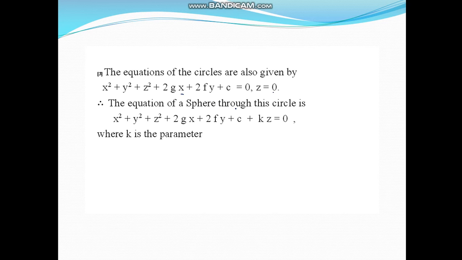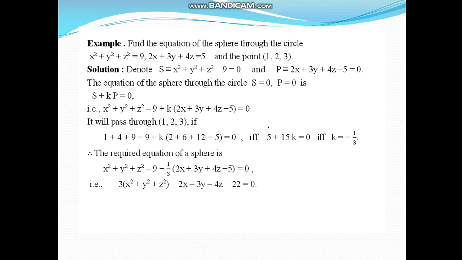The equation of sphere through this circle is given by S plus Kp equal to 0. Now see one example. Find the equation of sphere through the circle. These two together is a circle. So let us take S is this and K is this, P is this here. So the equation of sphere through the circle is given by S plus Kp equal to 0.